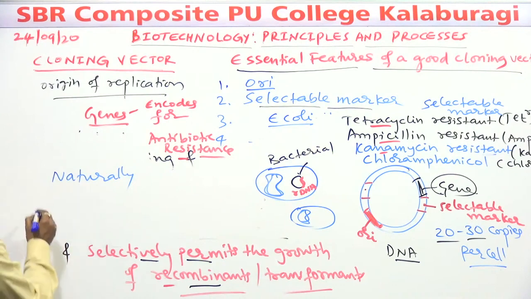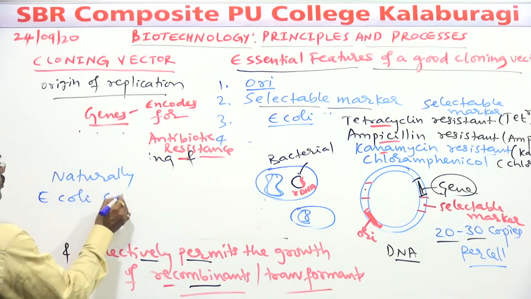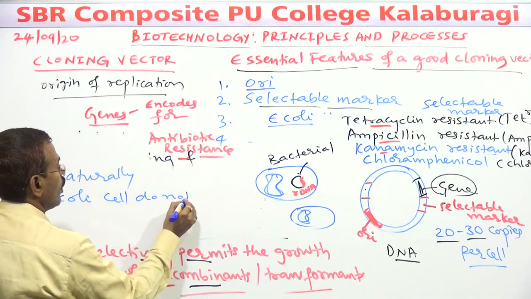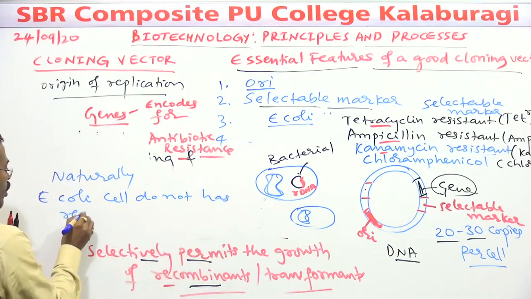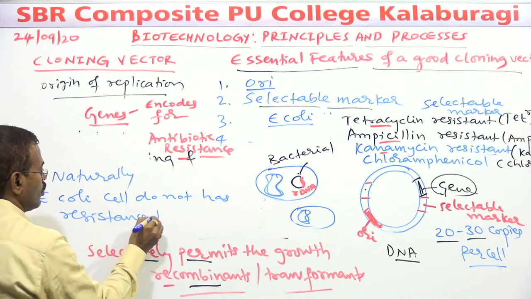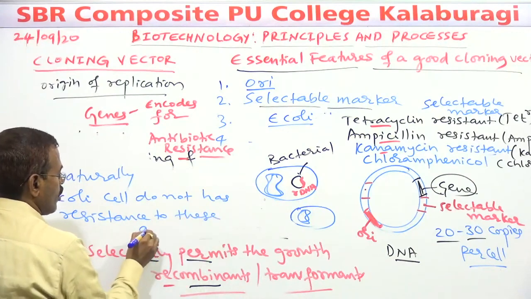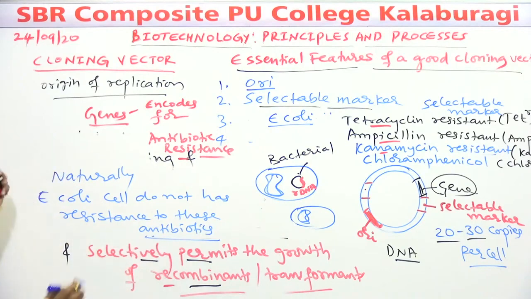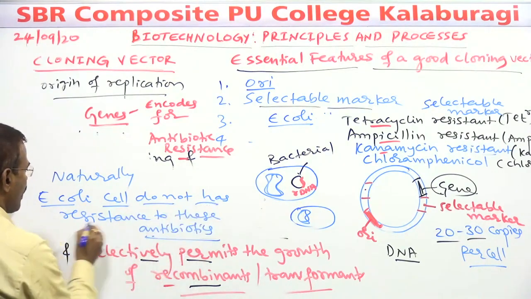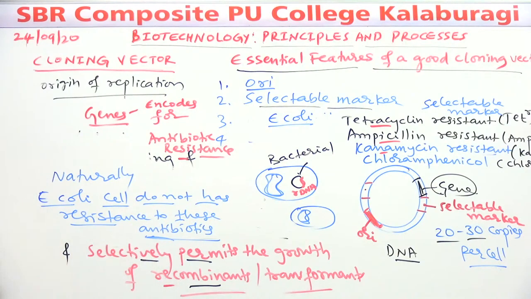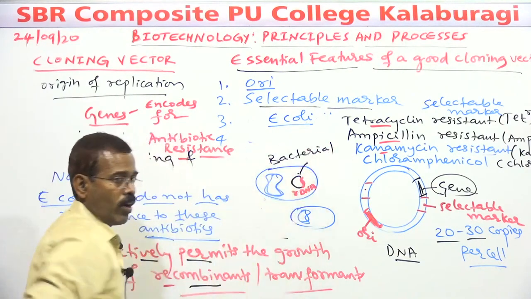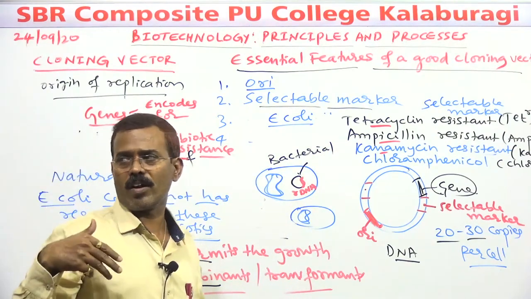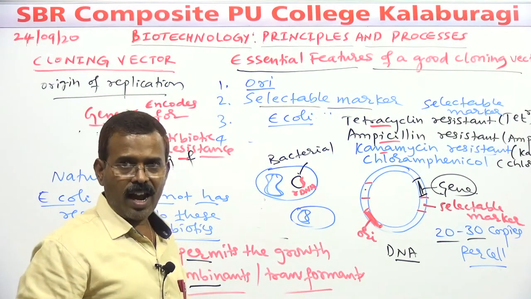Naturally, E. coli cells do not have resistance to these antibiotics. These antibiotics which I have mentioned. So remember, selectable markers are the genes which can code for antibiotic resistance.